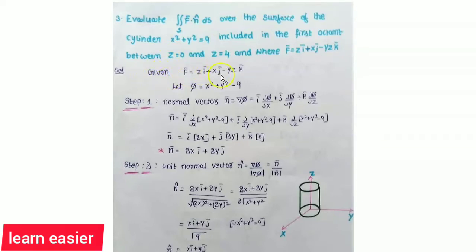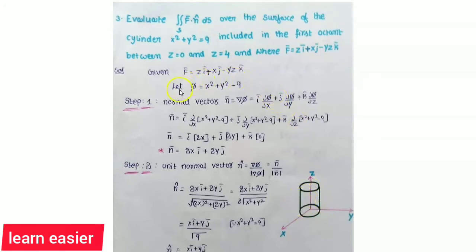So given F bar equal to z i bar plus x j bar minus yz k bar, and one of the surfaces is x square plus y square equal to 9. So we take phi equal to x square plus y square minus 9. You can see here it is the surface of the cylinder in xyz space, and it is the surface z equal to 0 and the surface z equal to 4, and the surface around these is x square plus y square equal to 9. So all these surfaces form the surface of the cylinder.